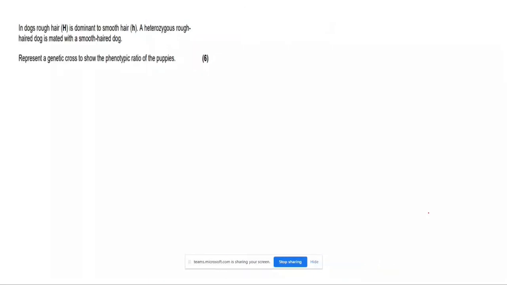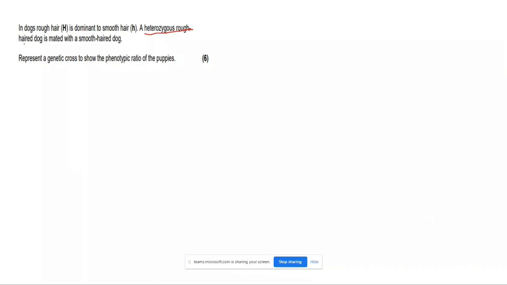Second example, and this is still complete dominance. In dogs, rough hair, we are looking at the hair of the dog, is dominant to smooth hair. And already they give us the alleles. So I know rough is dominant over smooth. Now, what are they telling us?